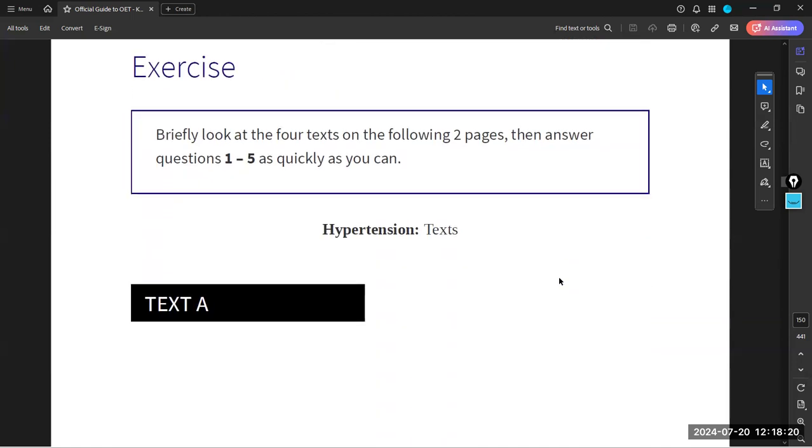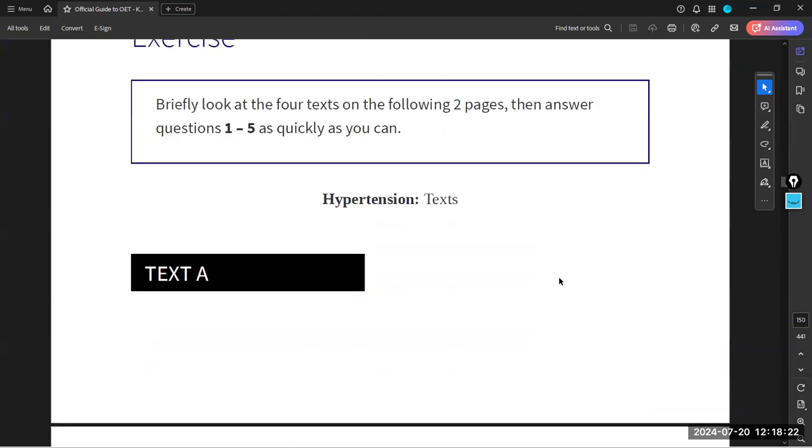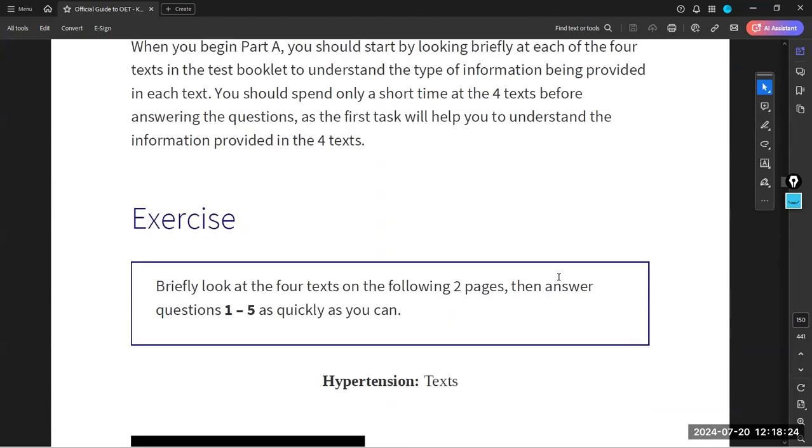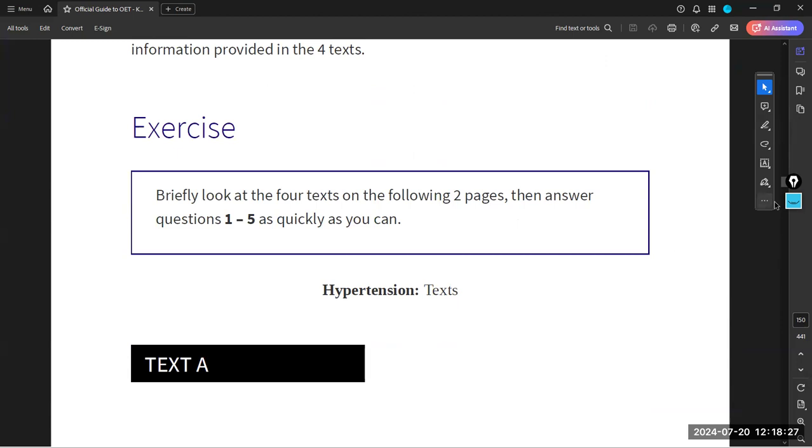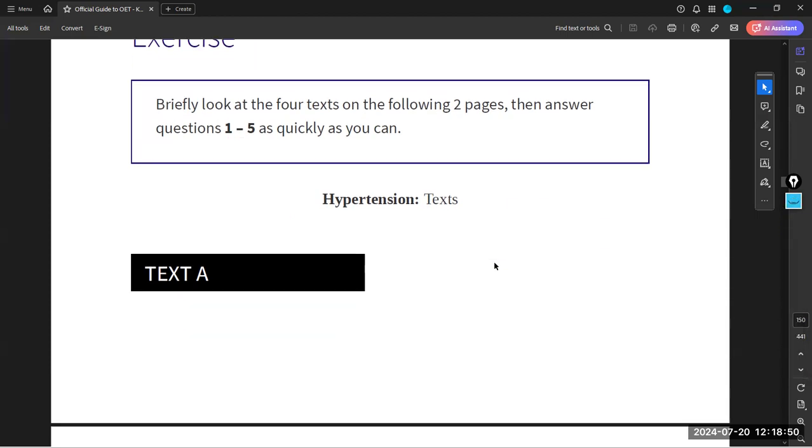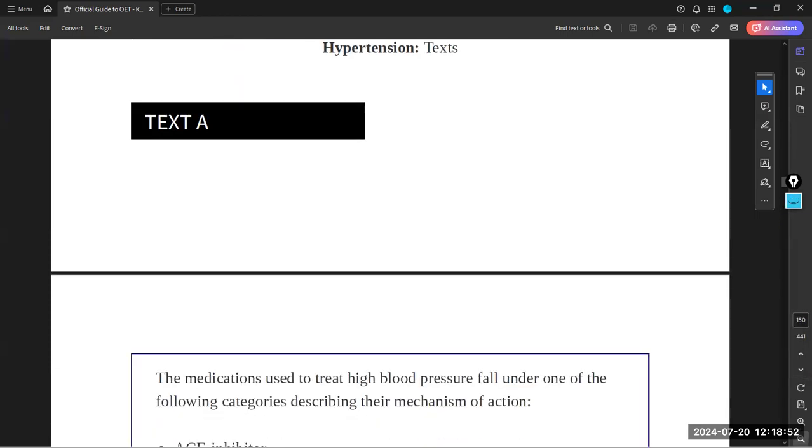Okay, I think now we have to practice. But before doing that, let's try to read the texts, but we have to do so briefly. So let's briefly look at the texts in this page, in the following pages, and let's answer the questions from 1 to 5. Now, the title of the passage, absolutely, I have to write the title. It's hypertension. So we have to read the title just to get the full idea.